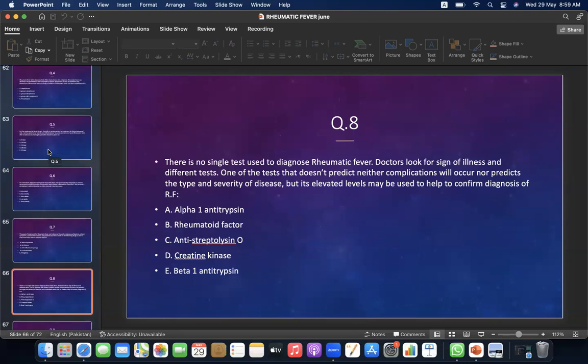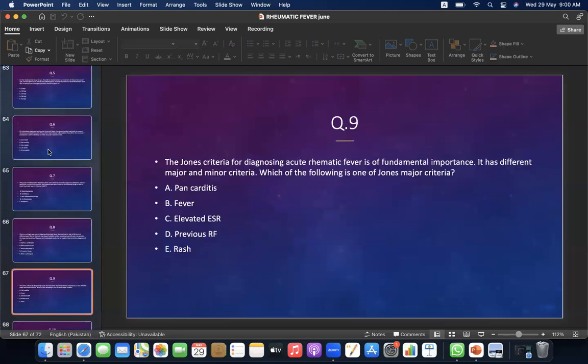Eighth, there is no single test used to diagnose rheumatic fever. Doctors look for the signs of illness and different tests. One of the tests does not predict whether complications will occur nor predict the type and severity of disease, but it is elevated. Its elevated levels may be used to help confirm diagnosis of rheumatic fever. A, alpha-1 antitrypsin, B, rheumatoid factor, C, anti-streptolysin O, D, creatinine kinase, or E, beta-1 antitrypsin. The answer is C.